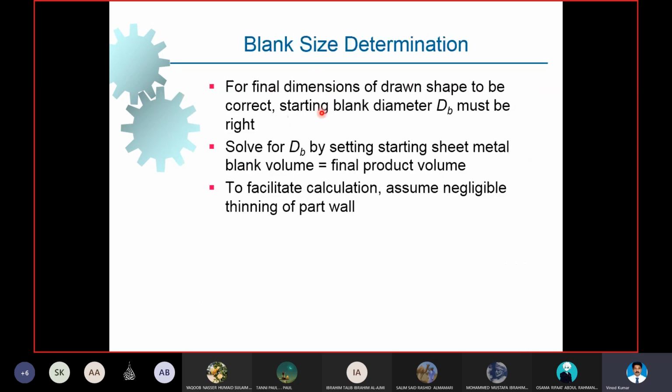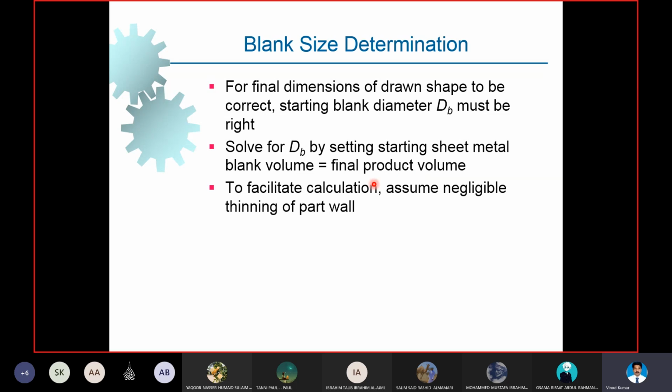Now, blank size determination. For the final drawn shape to be correct, the starting blank diameter must be right. So how do you set dB, how do you calculate the diameter of the blank? By setting the starting sheet metal blank volume. The initial volume of the blank is equal to the final volume. You know the final product volume because this is the final design you have, like a cup. You know the final cup volume.